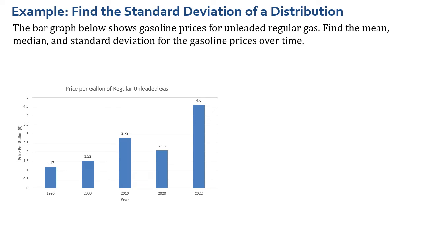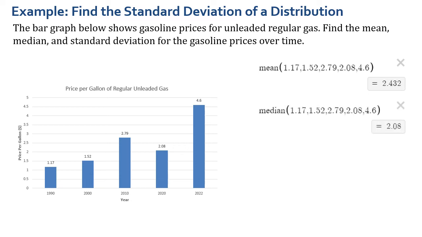So if I wanted to go through and find the mean, median, and standard deviation, I'm going to use Desmos for this. So when I type this into Desmos, we use the mean function, and then you just type in each of the values for the price. And when we do that, we get a mean of $2.43. When I find the median, I get $2.08. Now when I find the standard deviation, that's $1.36.